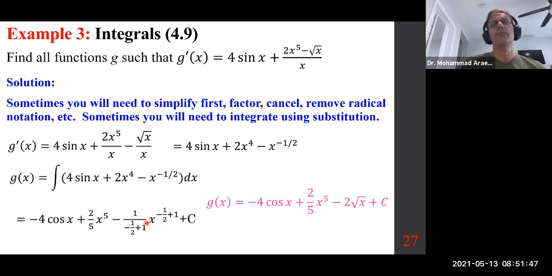Again, the reverse process is extremely simple. If you are comfortable with differentiation, this goes extremely fast.